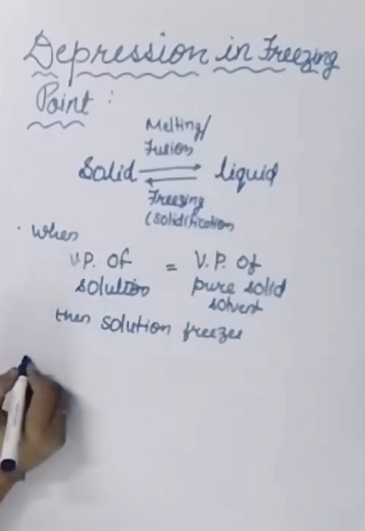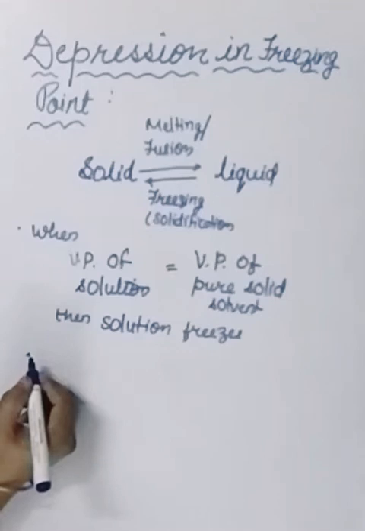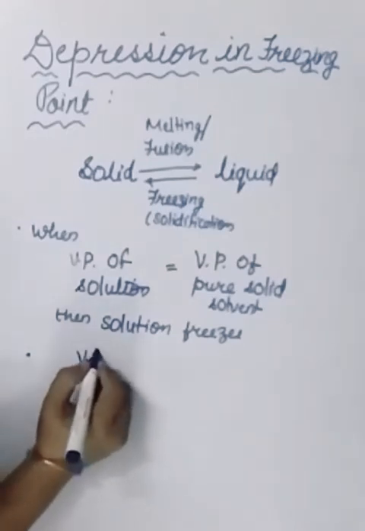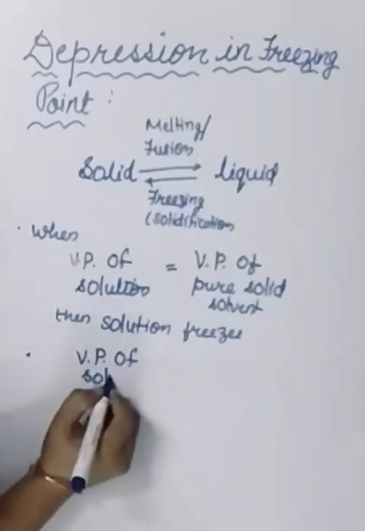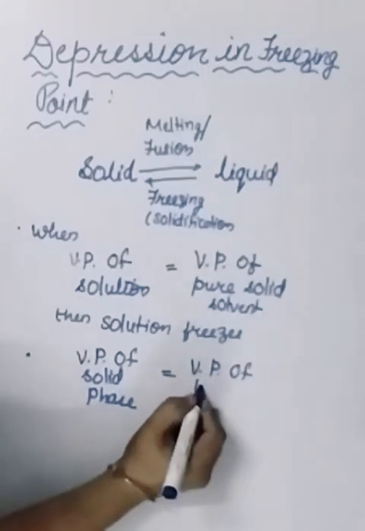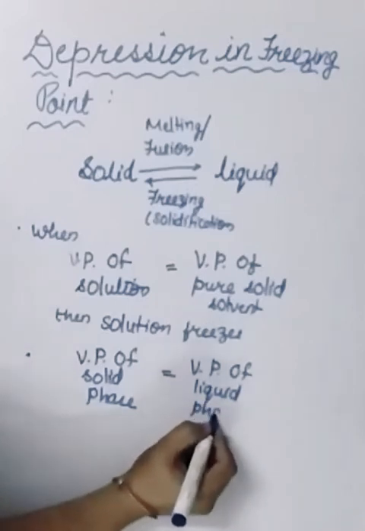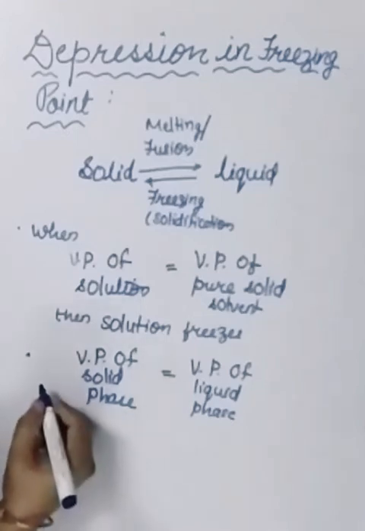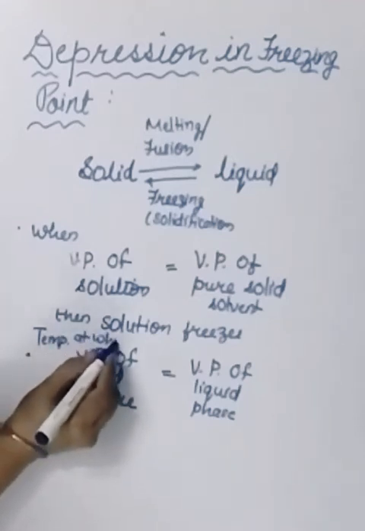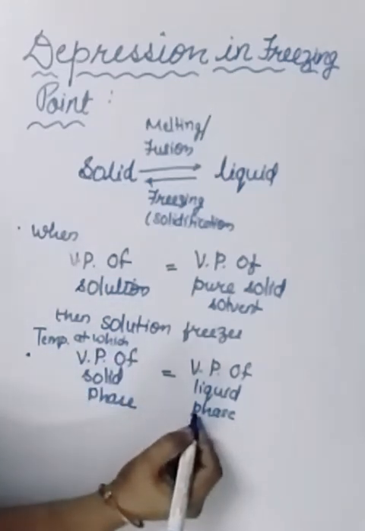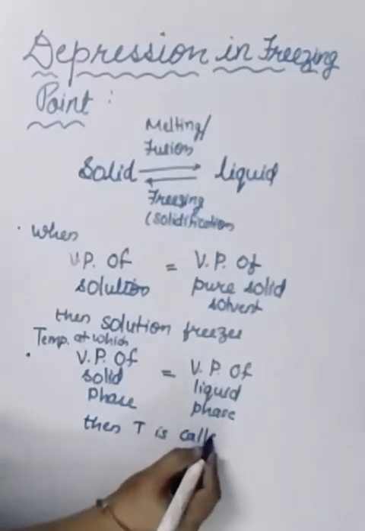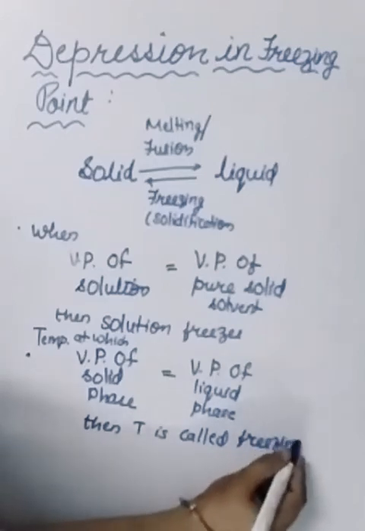Now we will see what is freezing point. Freezing point is the temperature at which the solid and liquid phases of a substance have the same vapor pressure, that is, the vapor pressure of the solid phase is equal to the vapor pressure of the liquid phase of the same substance. That temperature is known as the freezing point.